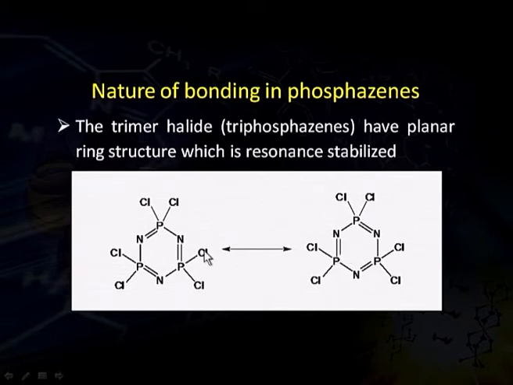The trimer halide, that is triphosphazine, has a planar ring structure which is resonance stabilized. So, we can see this is the trimer, and this structure is stabilized because of resonance, and we can see here that the double bond is not localized, that is, it is not present at one position, but the position keeps on changing and the bond is delocalized due to resonance, and hence it is stabilized.